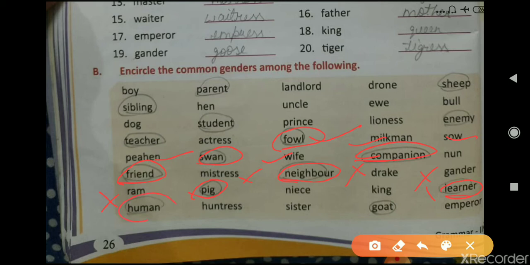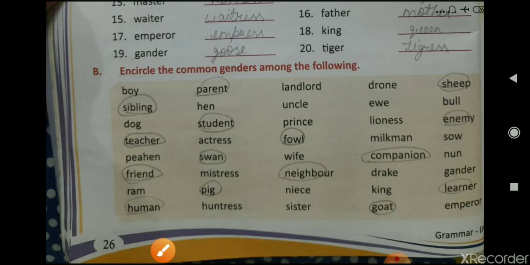Human is also a common gender. Then huntress, sister are not common gender. Goat is a common gender, so circle this one. And emperor is not a common gender. Okay, so these are the common genders that you have to circle. You have to complete this exercise also in your book.